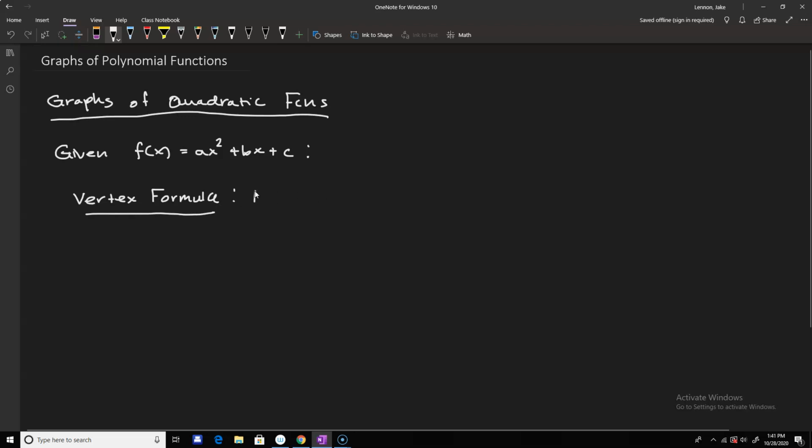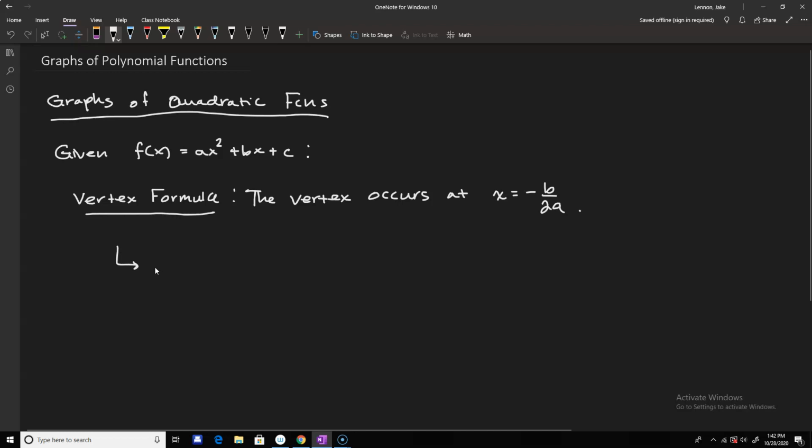So it tells you the vertex occurs at x equals negative b divided by 2a. That gives you the x coordinate of the vertex, and then once you know that, you can plug it in to find the y coordinate, and that'll allow you to graph the quadratic very quickly.